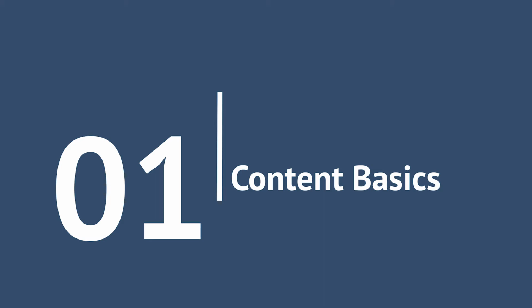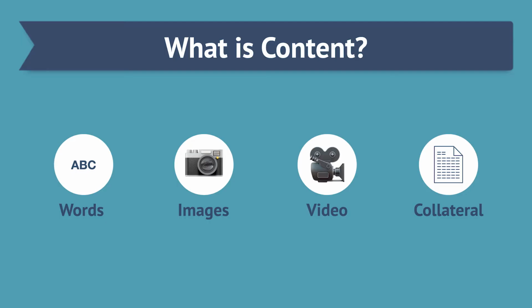So we'll get started with the first chapter, and that's looking at content basics. So firstly, let's have a look at what is content. So content can come in 4 different forms. So we've got our written content, we've got our images, we've got our video, and we've got our collateral.